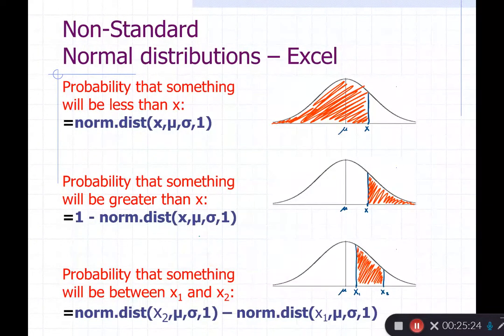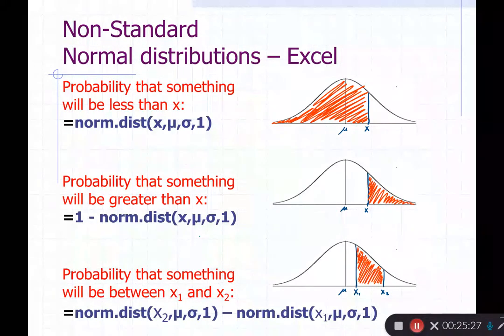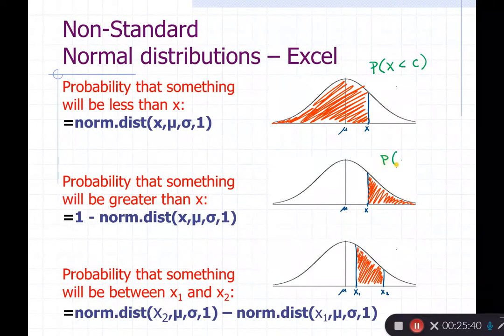Okay, so in Excel, we talked about the 3 scenarios. The probability x is less than, let's say, some number c. The probability x is greater than some number c. And the probability that x is between 2 numbers, let's call them c and d: c is less than x is less than d.